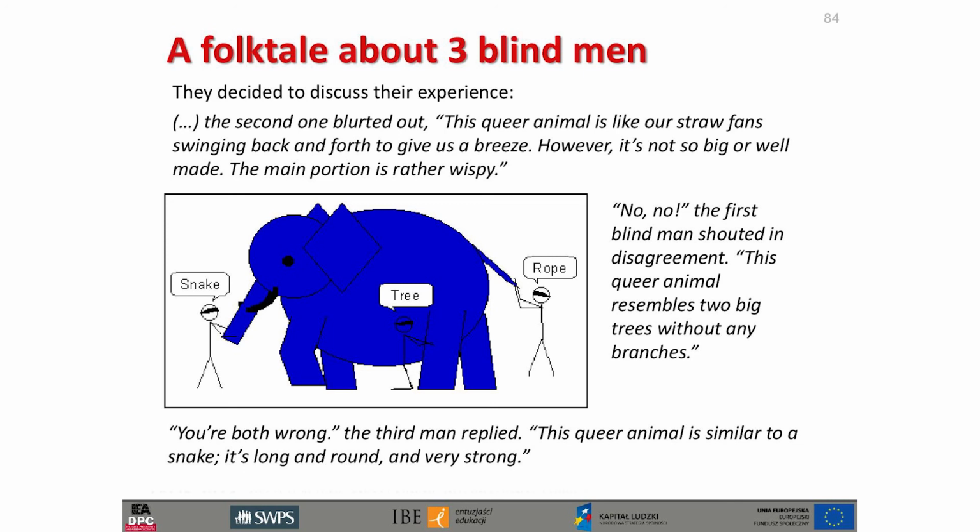They decided to discuss their experience. The second one blurted out, "This queer animal is like our straw fan swinging back and forth to give us a breeze. However, it's not so big or well made. The main portion is rather wispy." "No, no," the first blind man shouted in disagreement. "This queer animal resembles two big trees without any branches." "You are both wrong," the third man replied. "This queer animal is similar to a snake. It's long and round and very strong."